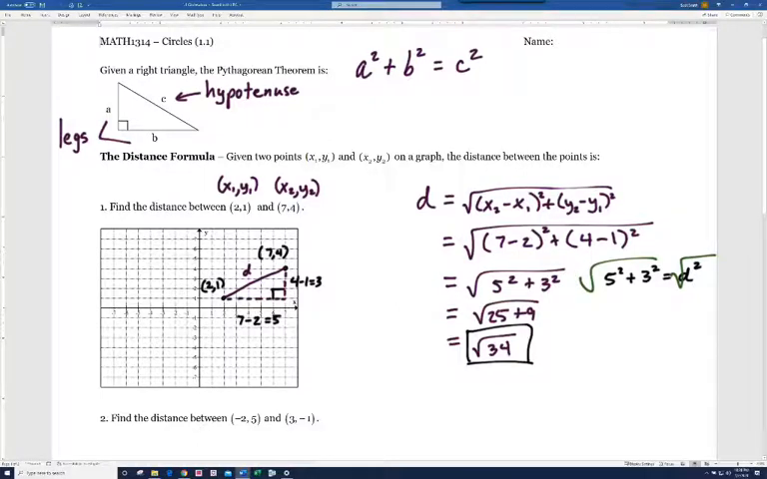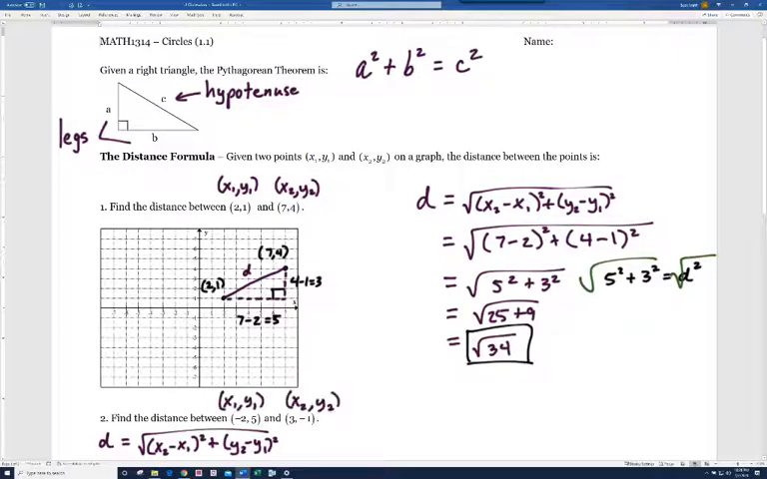That's what's going on here. I'd like you to try number 2, and then you can check the video to see if you did it correctly. All right, so there's our distance formula.